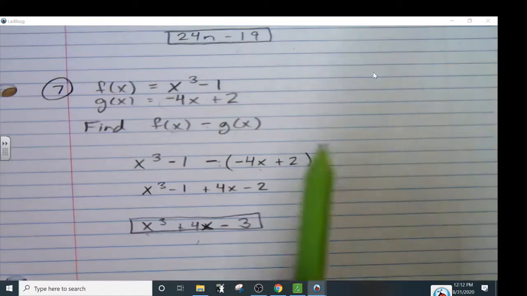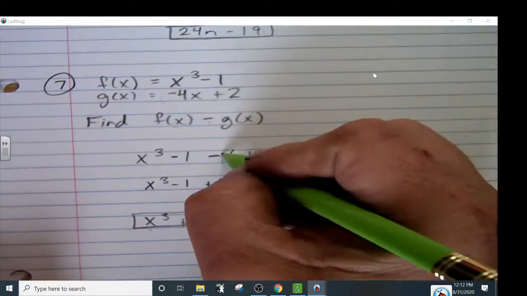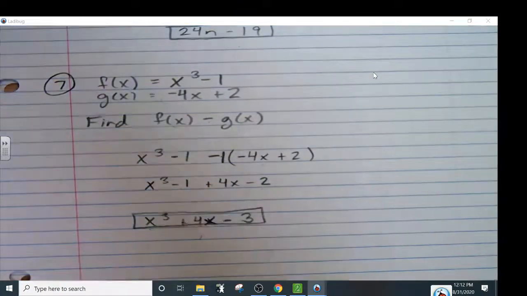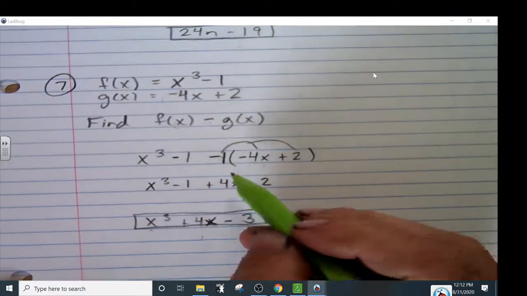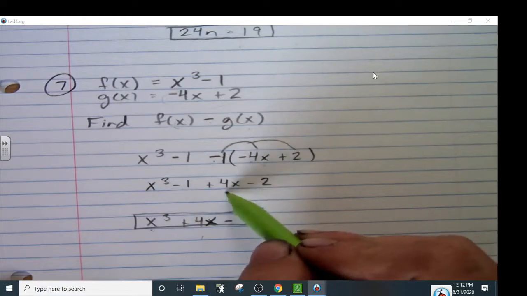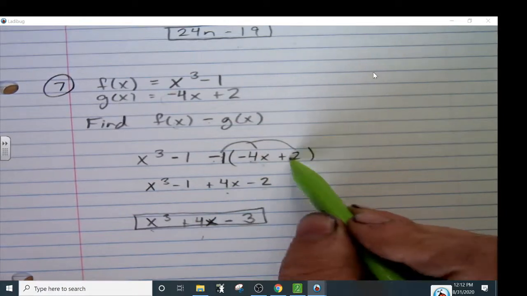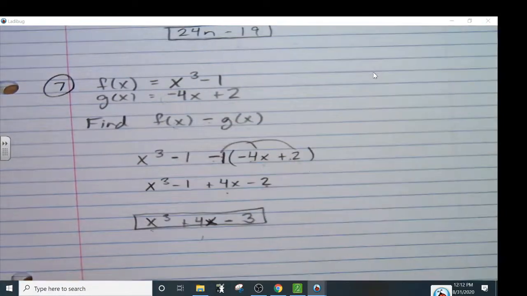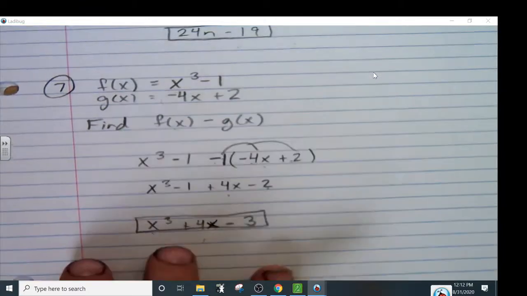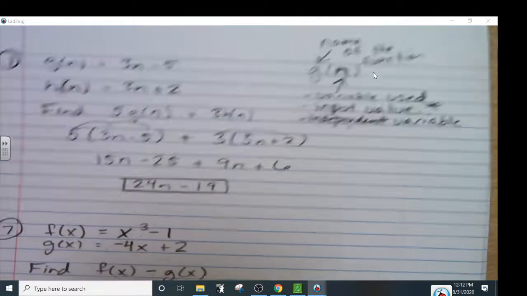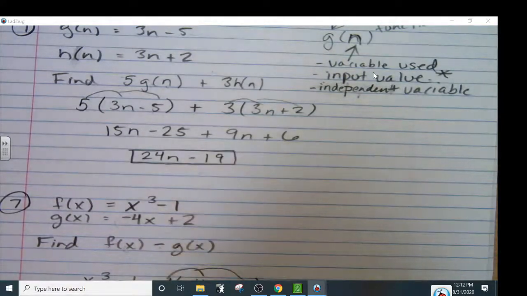Yeah, because see, that negative, you can think of it as a negative 1. And if you distribute that in, negative 1 times negative 4 is positive 4x, and negative 1 times positive 2 is negative 2. That's how. Yeah, just combine. Always combine your like terms at the end if you have any.